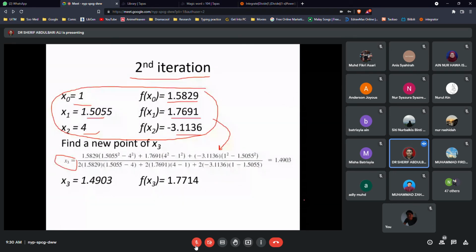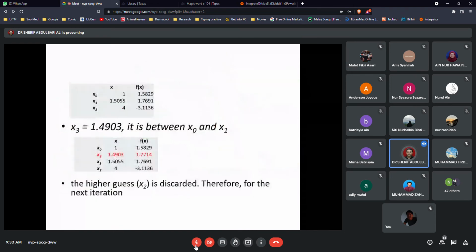Now let's see graphically how it looks. x0 is equal to 1, x1 is equal to 1.5, and my answer here for x3 is equal to 1.4, so it's somewhere here. This means for the next iteration, I don't want to have 4 anymore. So this one is going to be my x2, this is going to be my x1, and this is going to be my x0 for the next iteration. You can see it from here. x3 is now between these points, so I don't want this one anymore. You delete it.